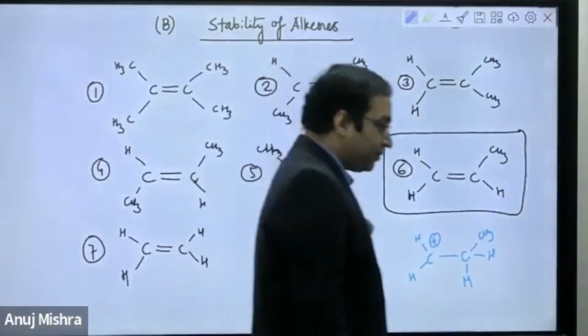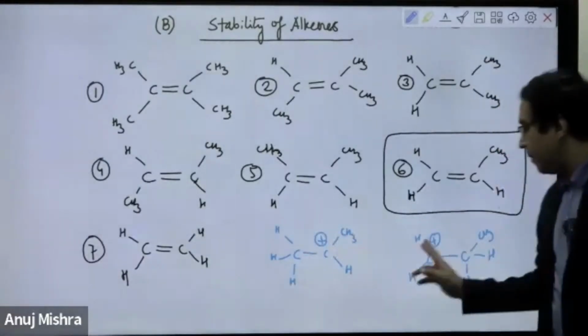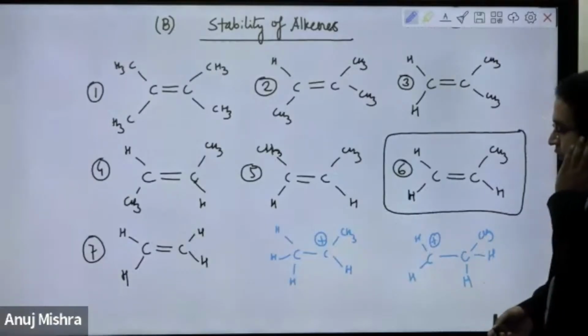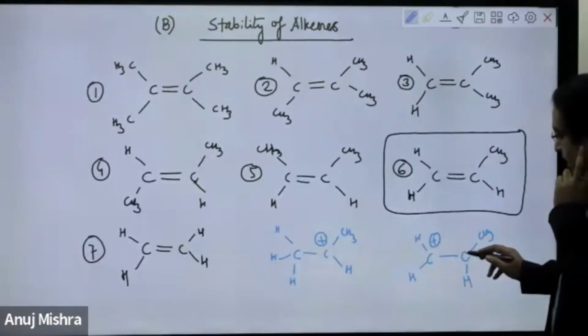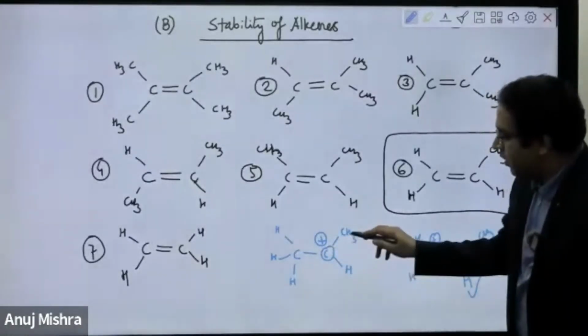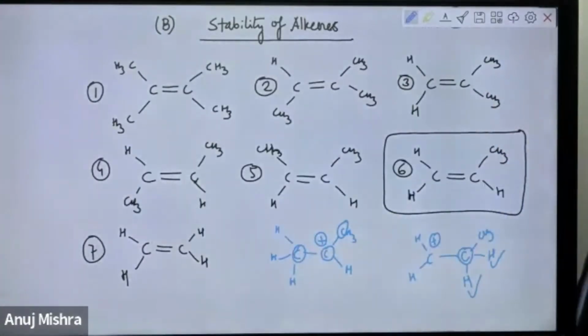Please draw. These are two probable options. Either the plus charge will come here and H will come here, or the plus charge will come here and H will come here. It can only be one of these two. Now please tell me, out of these two structures, which will give you more hyperconjugation? If you see this structure, this is the alpha carbon, there are two alpha H. And look at this structure, this is an alpha carbon and this is also an alpha carbon.